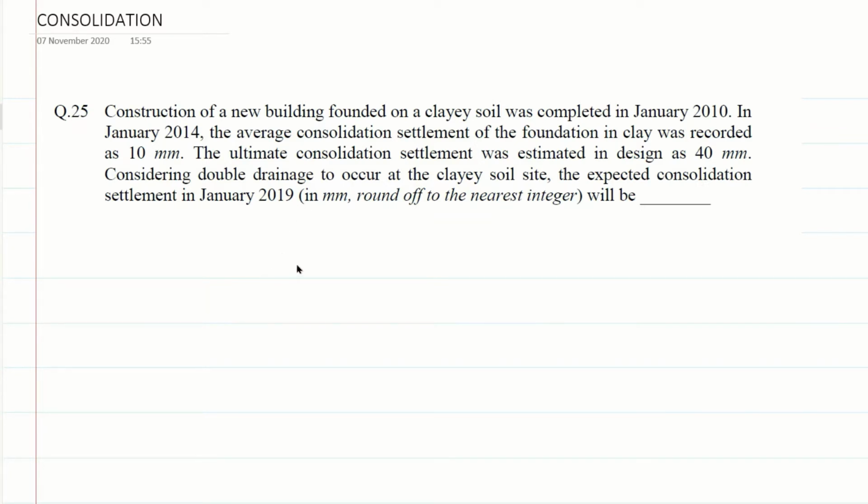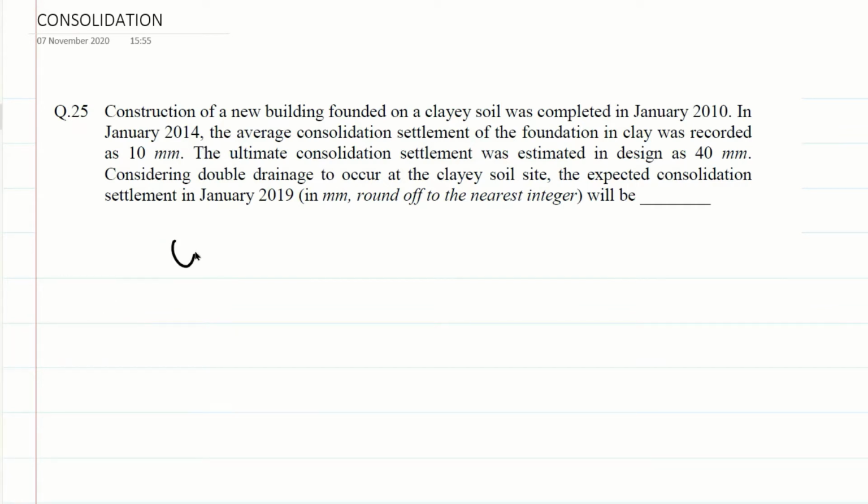See, first, they have mentioned how much amount of consolidation has happened at the end of 4 years, and they have mentioned even the ultimate consolidation settlement also. So, using these two, we can find out how much is the degree of consolidation at the end of 2014, and they are asking you how much would be the consolidation settlement at the end of 2019. Okay, so now first we will see how much is the degree of consolidation at January 2014.